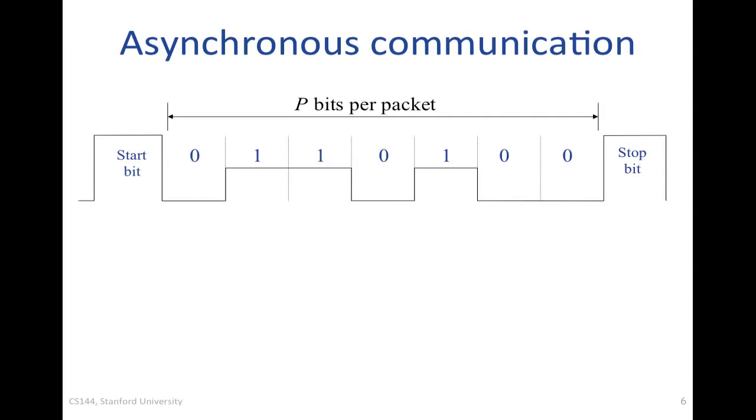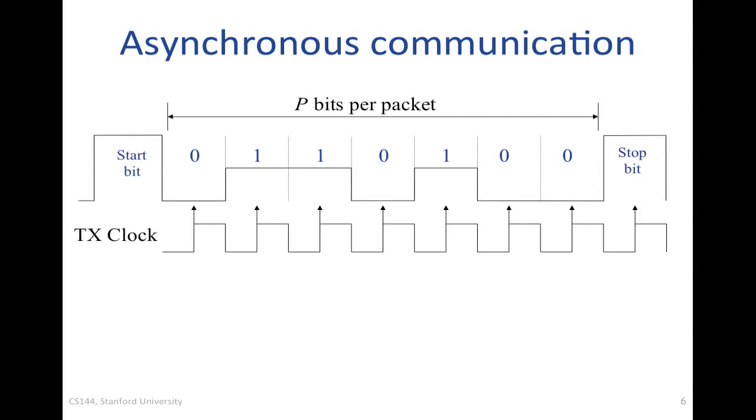At the beginning, it has this big bit, which looks like it has a bigger amplitude, just to tell us that this is the start of the packet, and there's one at the end to tell us that it's the end of the packet, so the start bit and a stop bit. And then we have this sequence 0110100. This is just the data inside the packet.